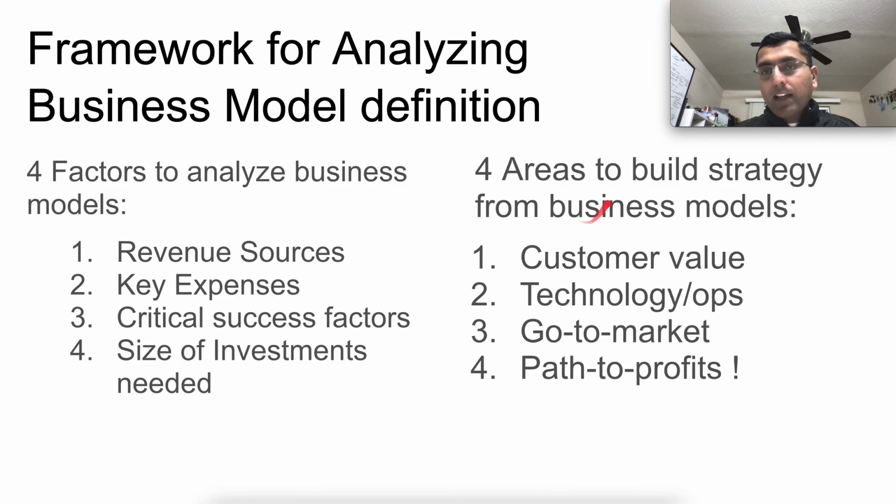But we also looked at how we can think of business model to build a strategy, from a customer value standpoint, technology and operations standpoint, go-to-market standpoint, and path to profitability. So you can think about this as thinking from first principles, money-wise. This is all money-wise, and this is product-wise. So there are 2 different ways to look at the business model, and hopefully these frameworks help us to become pros at understanding business models.